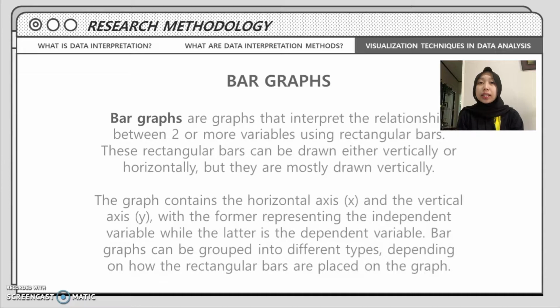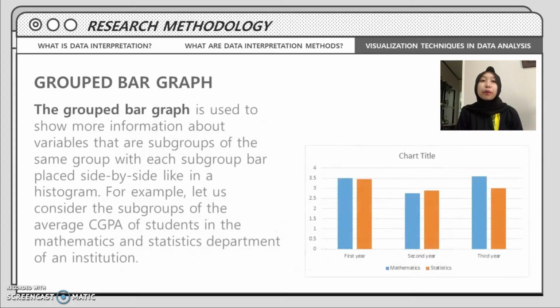The graph contains the horizontal axis as x and the vertical axis as y, with the former representing the independent variable while the latter is the dependent variable. Bar graphs can be grouped into different types depending on how the rectangular bars are placed on the graph. Some types of bar graphs are: first, group bar graph.